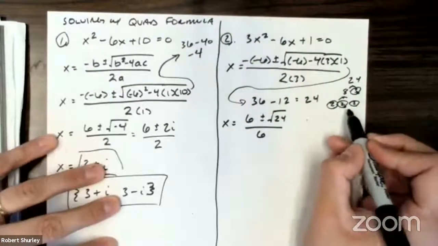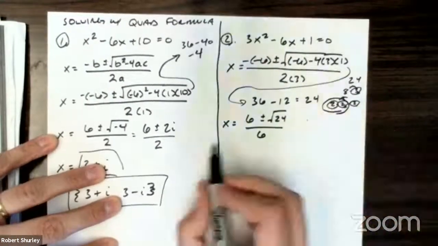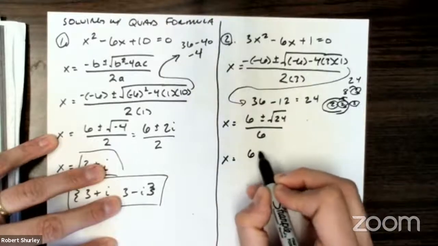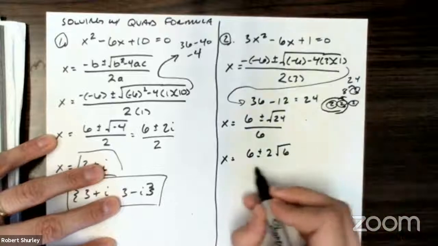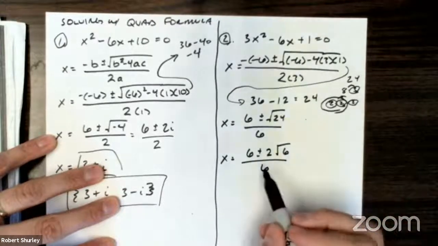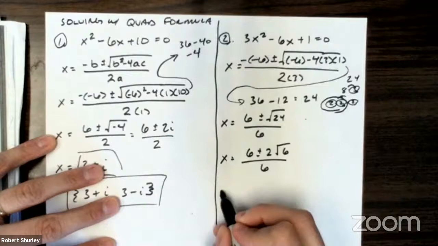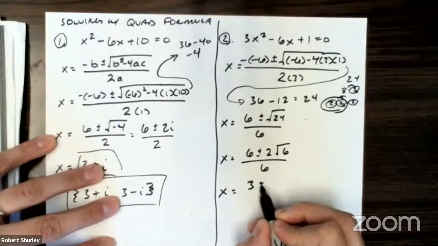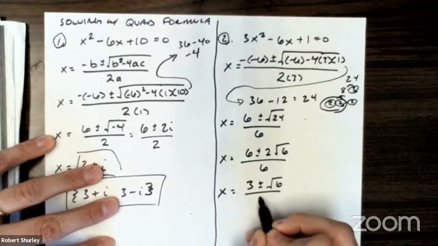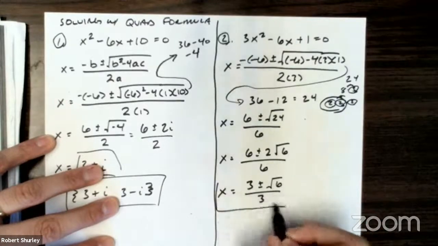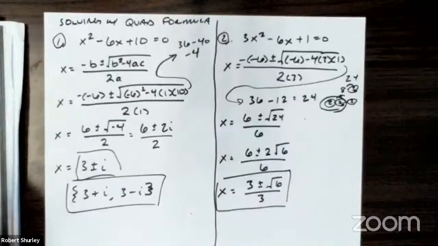It's a square root, so we're looking for a pair. So a pair of 2's. So we wind up with x equals 6 plus or minus 2 square root of 2 times 3 is 6, all over 6. Now, I can divide all these by 2. So I wind up with 3 plus or minus, this 2 goes away, 2 divided by 2 is 1, all over 3. Boom. That's our last 2 answers.